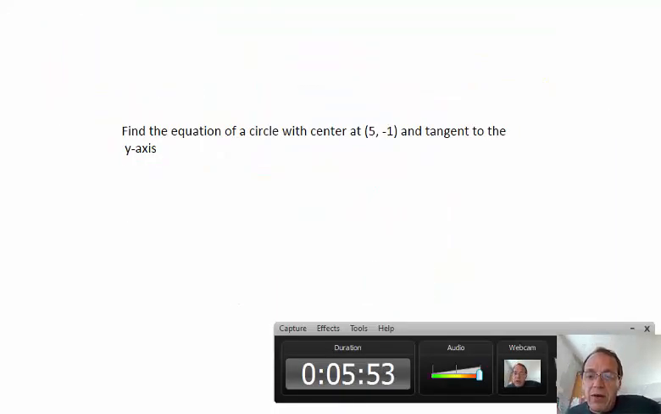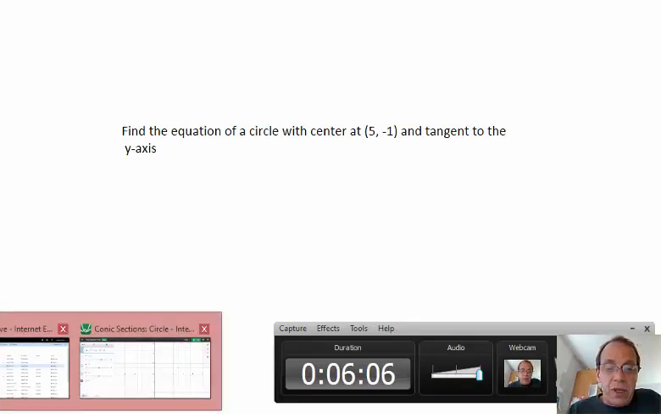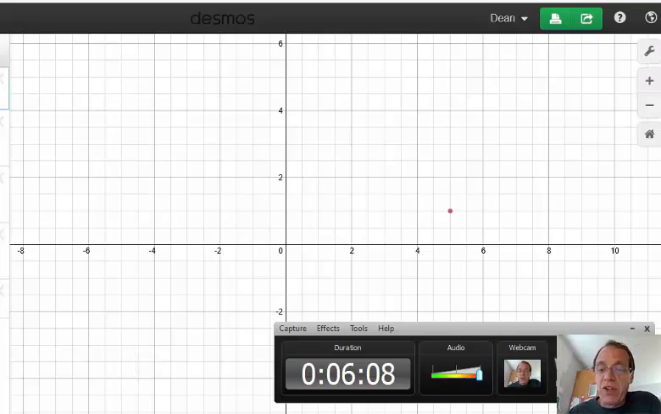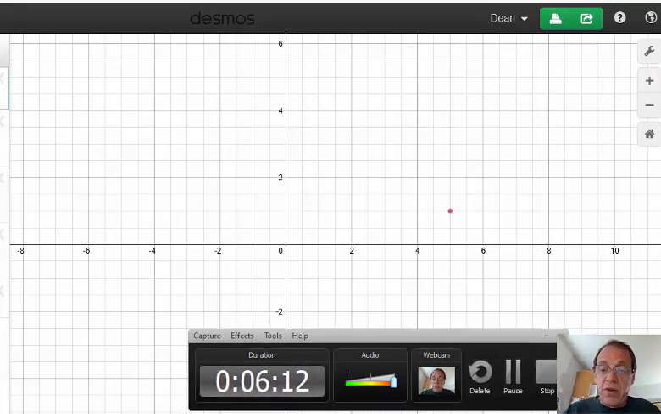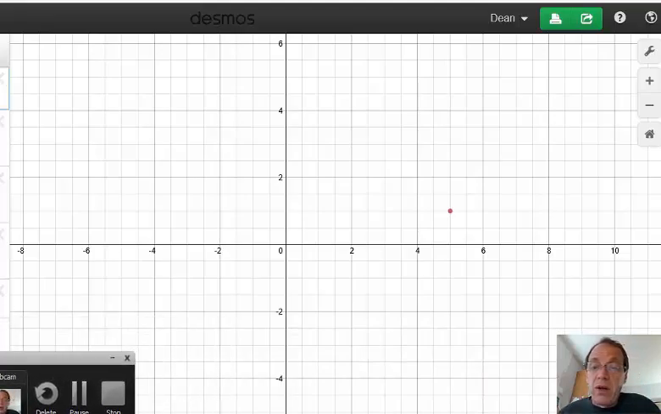Okay, so let's say we have a new question. Find the equation of a circle with center at 5, -1, and tangent to the y-axis. Well, this sounds like we're talking about a graph. So why don't we look at a graph? Specifically, I like looking at Desmos. Desmos gives us an idea of what's going on here, and Desmos shows anything we want it to.